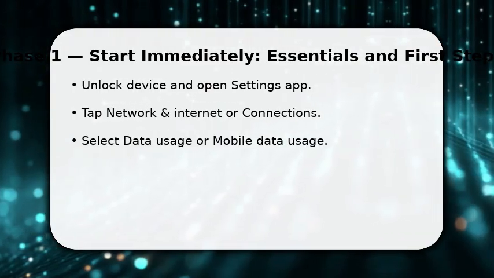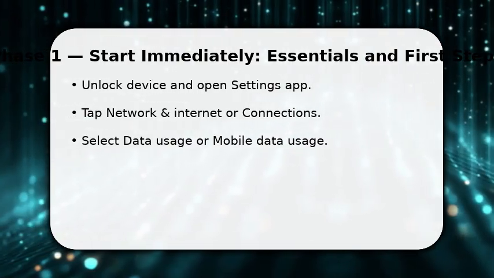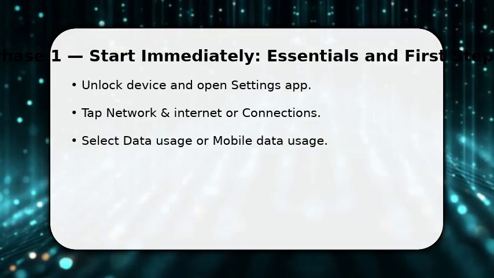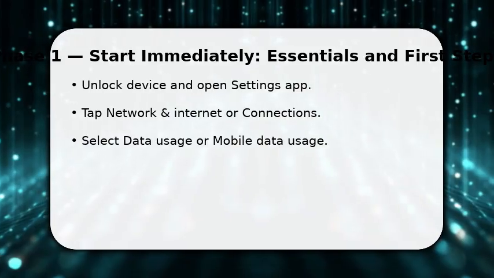You want to locate the app list or background data toggles. Don't linger on home screens. If you're on a dual SIM phone, pick the SIM whose data you manage. Now, proceed to the app-level controls to adjust restrictions.